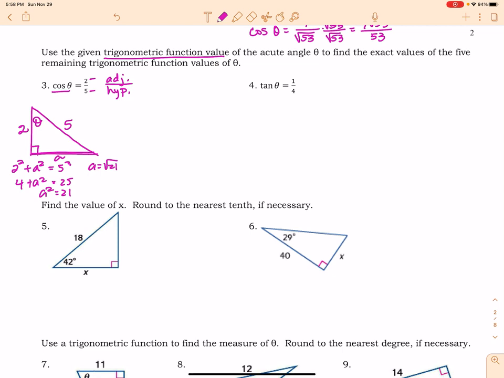All right, so having said that, now I can find the other values. So secant should be really easy because it's just the reciprocal of cosine, so it's 5 over 2. And then sine theta is going to be opposite over hypotenuse, so it's going to be radical 21 over 5, just like that. And then cosecant theta is going to be 5 over radical 21, and of course we don't want a radical in the denominator, so that's going to be 5 radical 21 over 21.